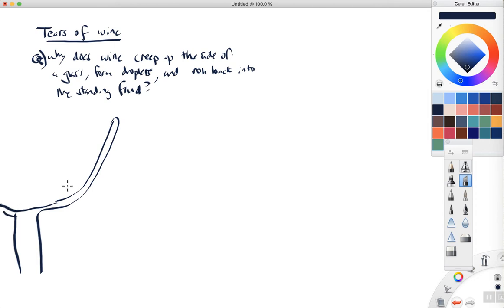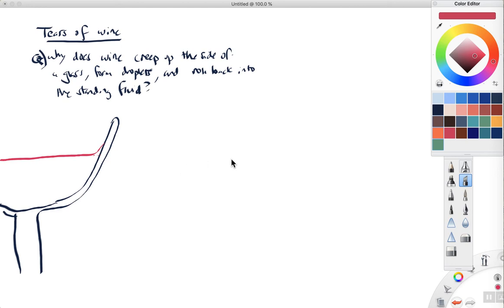Like that. So here's the stem of the wine glass, and here's the glass, and of course this is where the wine is held. And so let's put some wine in here. So the wine is at this level, but you'll notice that it kind of curves up at the edges. Okay, so what's happening here?